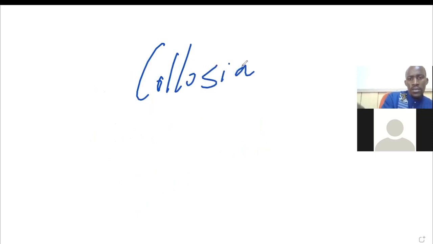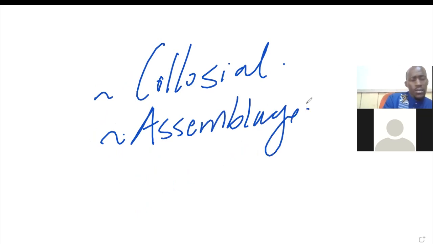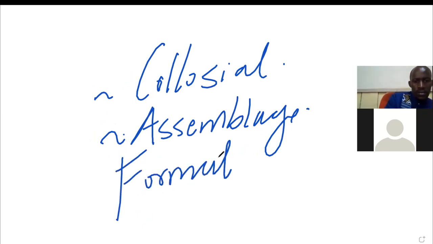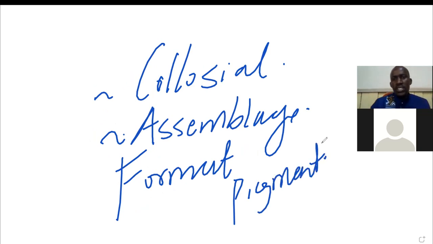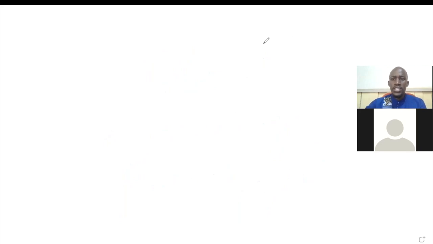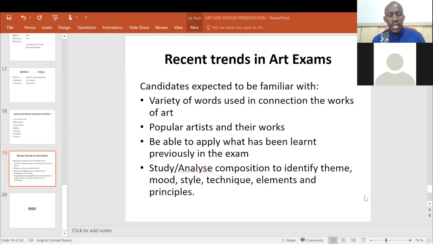You also find vocabularies such as colloquial. When asking questions, you'll talk about assemblage. You can talk about format and you can talk about pigment. Those are just some of the terminologies that have come up in the recent past in the examination, and there are so many more. So let the candidate be well conversant with the vocabularies that we get during the studying process.